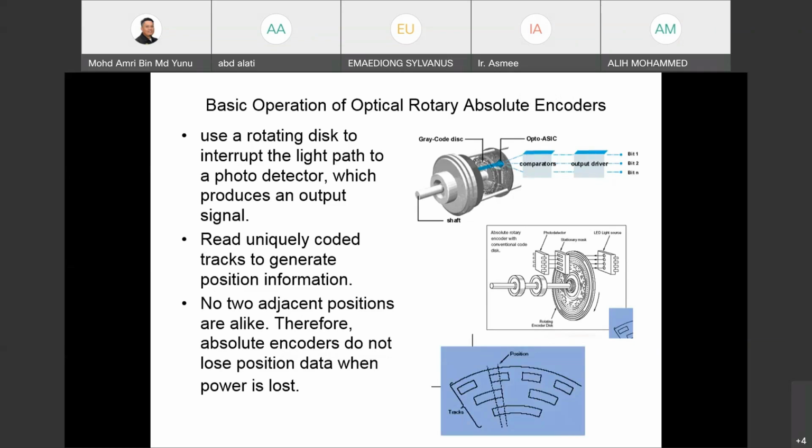Okay. This is the basic operation. It has basically a rotating encoder disk. Okay, similar to the incremental encoder, the same construction, but a different pattern of the rotating encoder disk.